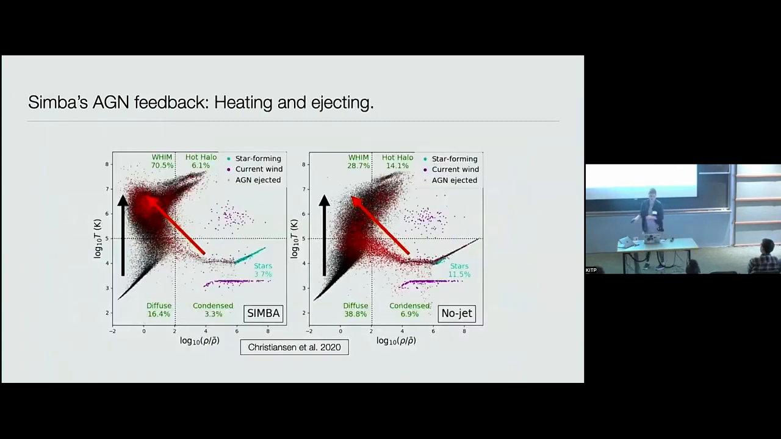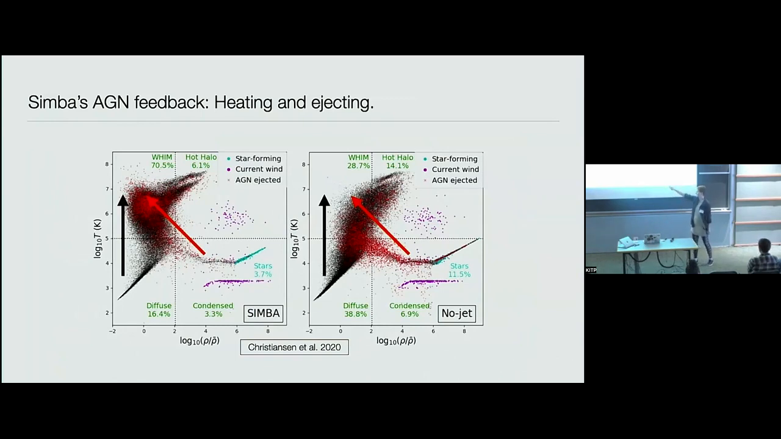We also know it's not just heating the gas, it's also ejecting gas. So this plot is from Christensen et al. 2020. On the left, you have just fiducial Simba results, temperature density projection. On the right, you have the no jet results. So if you look at the red points, that is the gas that's ejected by the jets. And they track it between the simulations. So in the no jet mode, they're not actually ejected by the jets because there's no jets, but you can see where that gas would be if the jets were on.